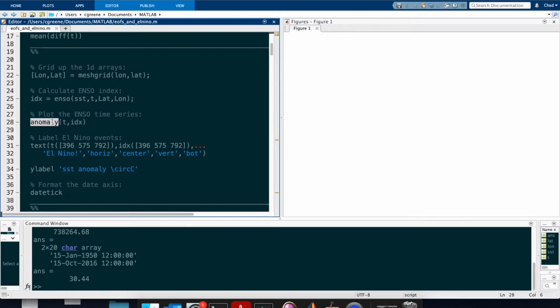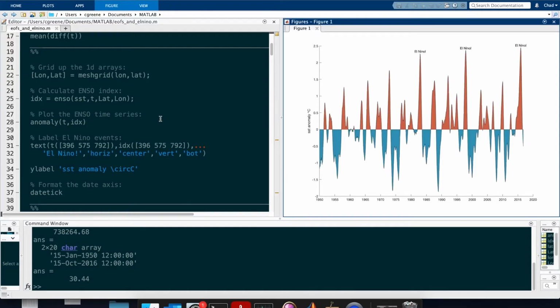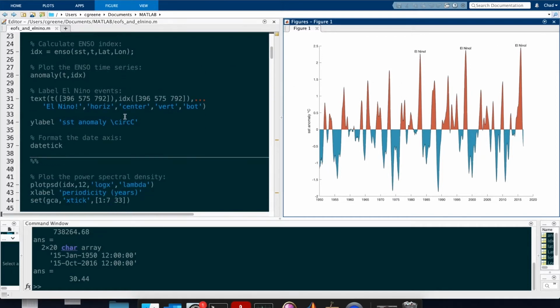And we can plot it with the anomaly function. When we do that, we get this nice plot of a time series where we have a few peaks that are known El Niño events in the 1980s, in the late 1990s, and so on. And that's a very convenient way to do it. We see, okay, El Niño events seem to happen every few years.